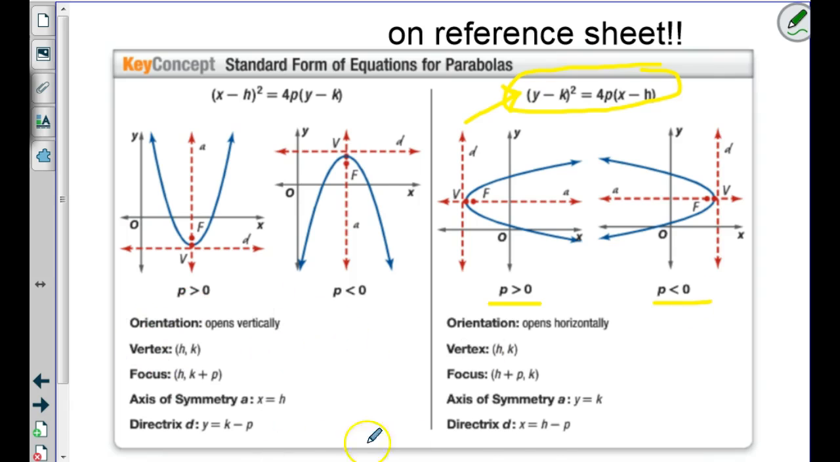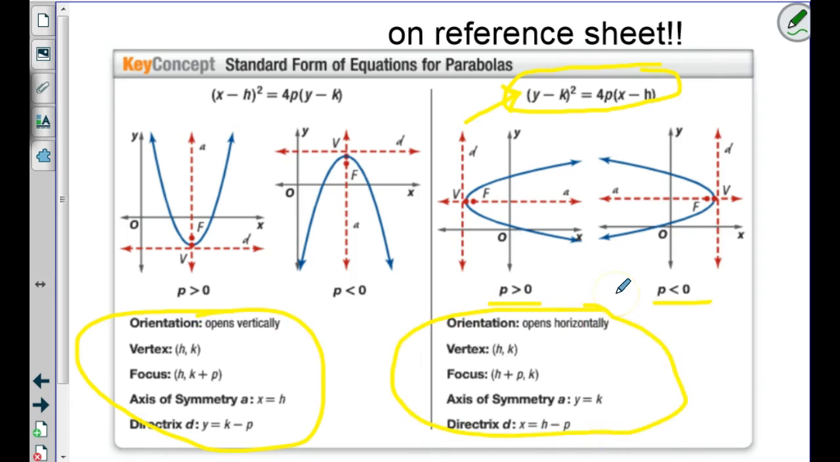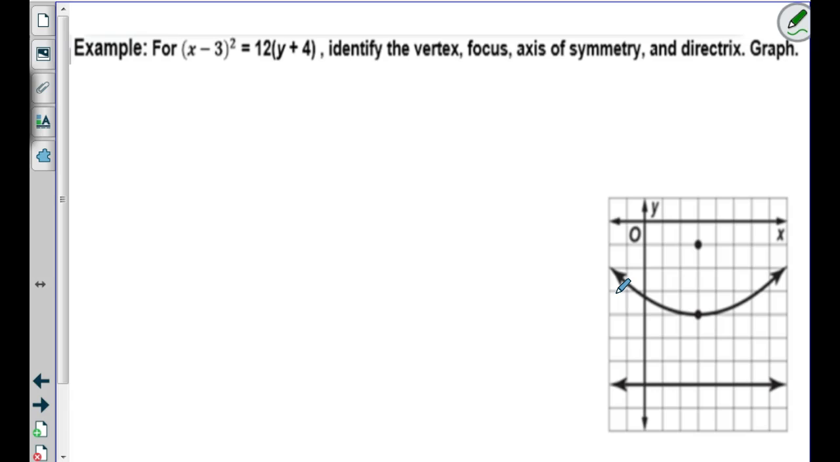All right, you get to use this sheet on everything, and it tells you the actual recipe to find all of this business right down here. So I'm going to start by explaining this one conceptually, and then we'll talk about the recipe if you just want to use the recipe. All right, I'm going to write the formula underneath. (x minus h) quantity squared equals 4p times (y minus k).